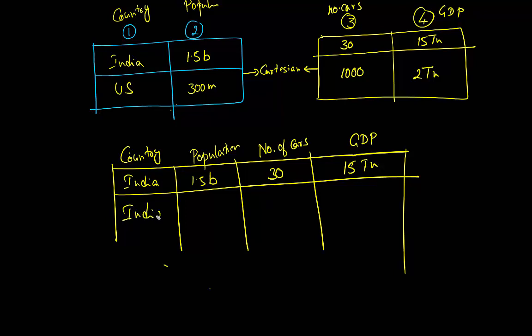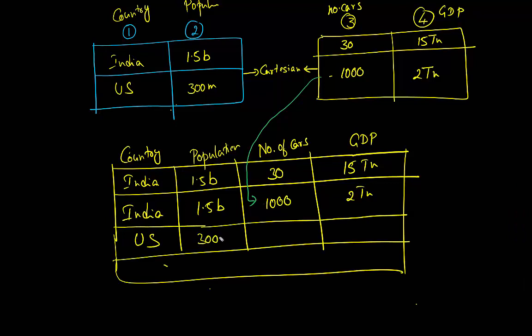The second row says country India, 1.5 billion, and it pulls in this data and says 1,000, 2 trillion. You see, that's not correct. But that's how a Cartesian product works. It's everything against everything. And then you're going to have US, third row, 300 million, 30, 15 trillion. This row it got from here, which is not even related to the US, right? So essentially, Cartesian product is not useful in most cases. It's a very rare case where a Cartesian product is used.